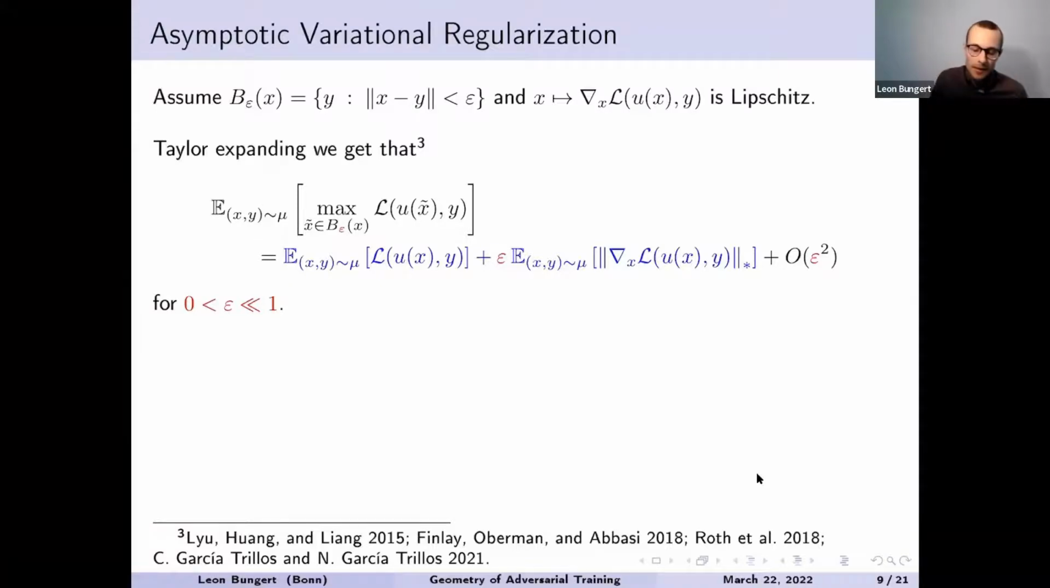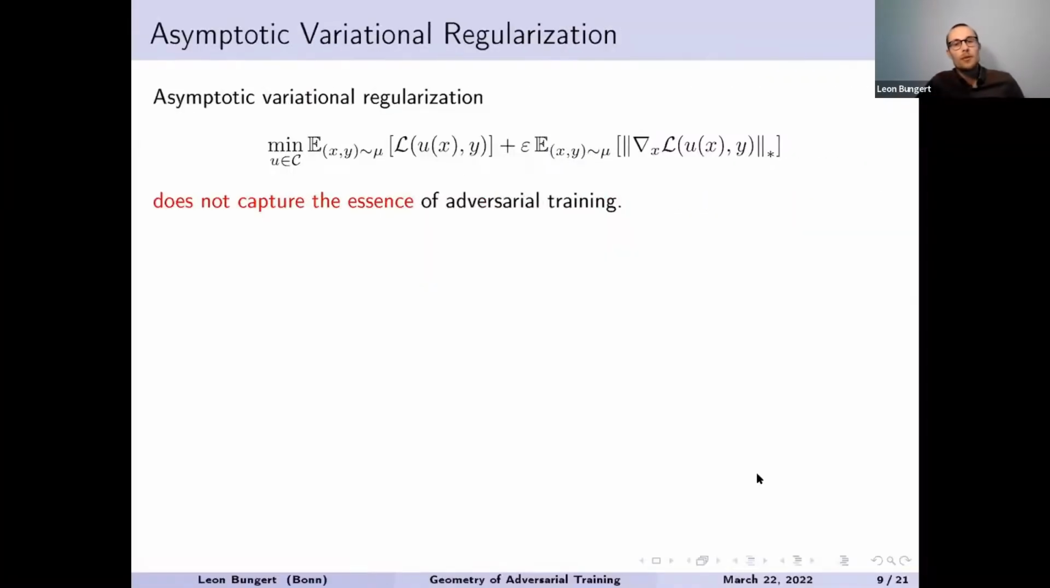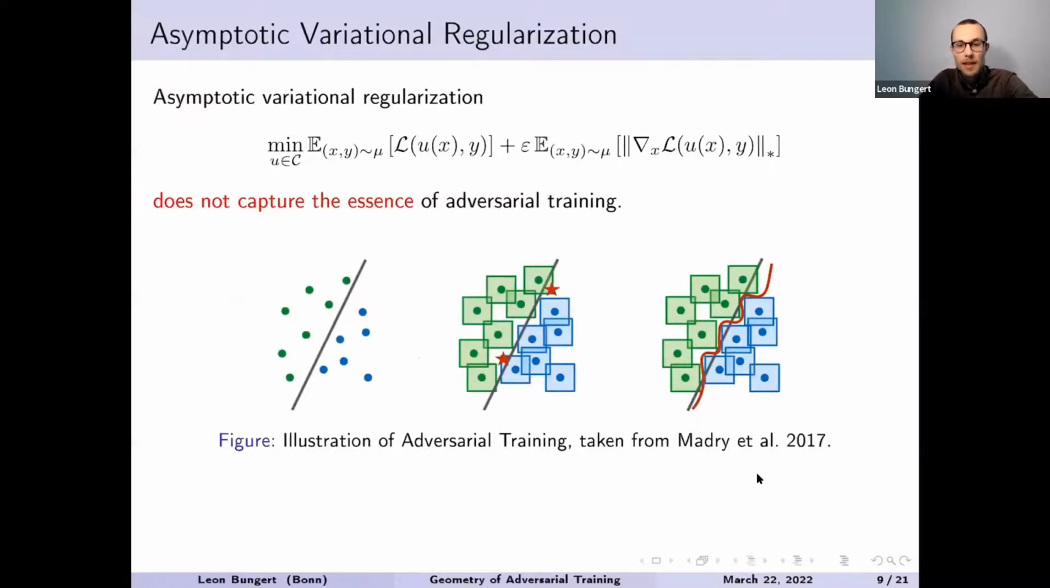And so let's see whether this asymptotic expansion is actually a good model to work with. And here I would like to make the point that it actually is not. If you replace adversarial training by its first order Taylor expansion, namely this variational regularization scheme up here, this does not capture the essence of adversarial training.